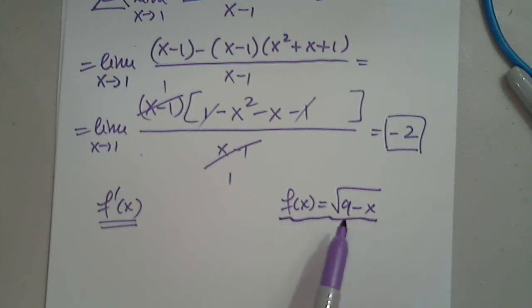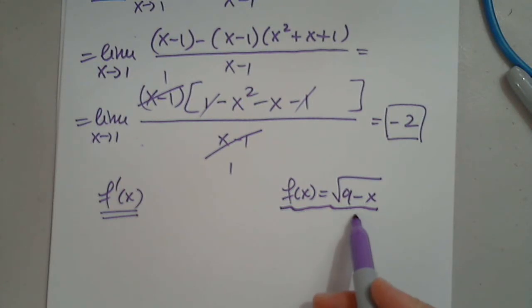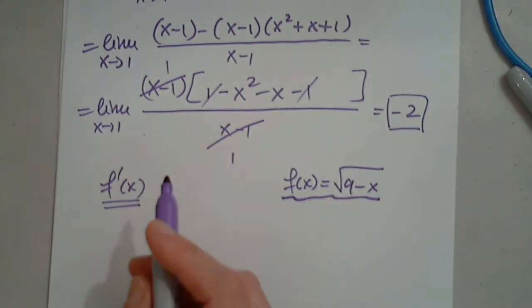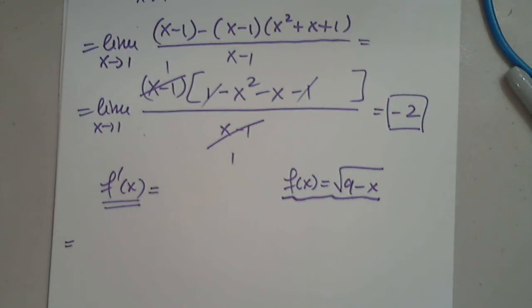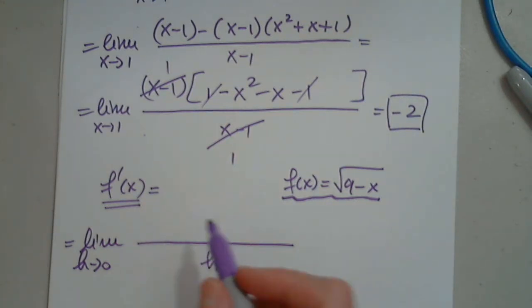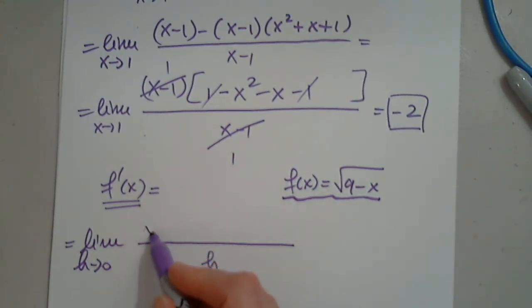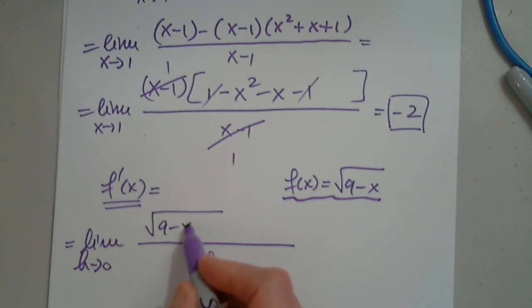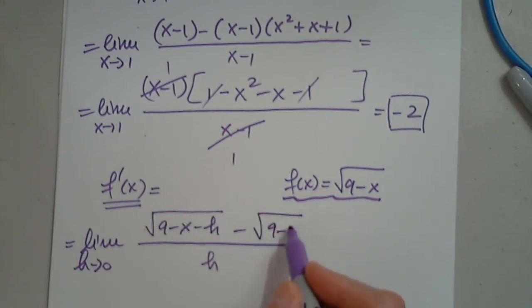You can always go back to find the difference quotient for this and then apply the limit. So we've done several of square roots. What do I have to write in order to find the derivative using the formal definition? f prime of x equals the limit as h approaches 0 of f of x plus h, yes. So then we have the square root of 9 minus x minus h minus the square root of 9 minus x.